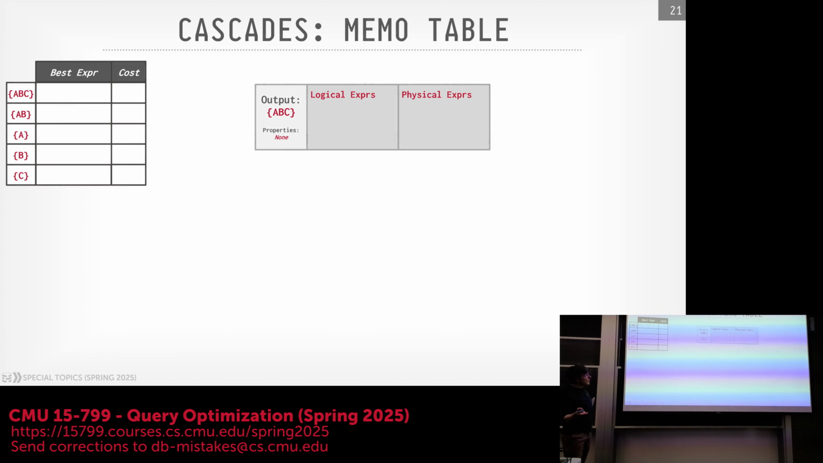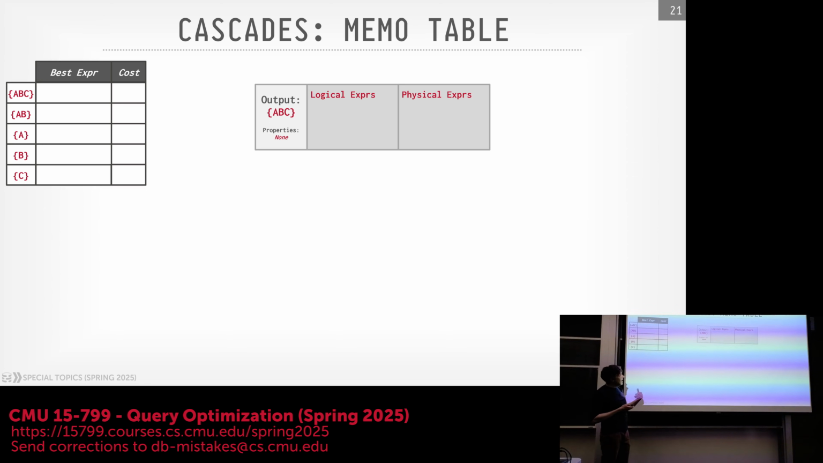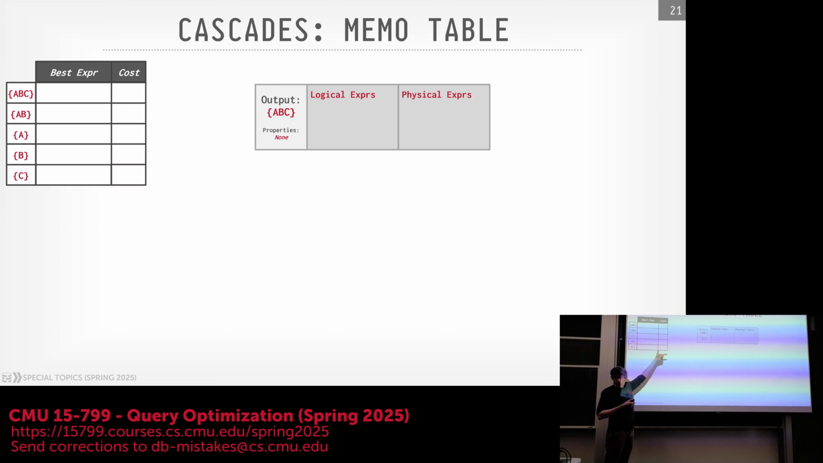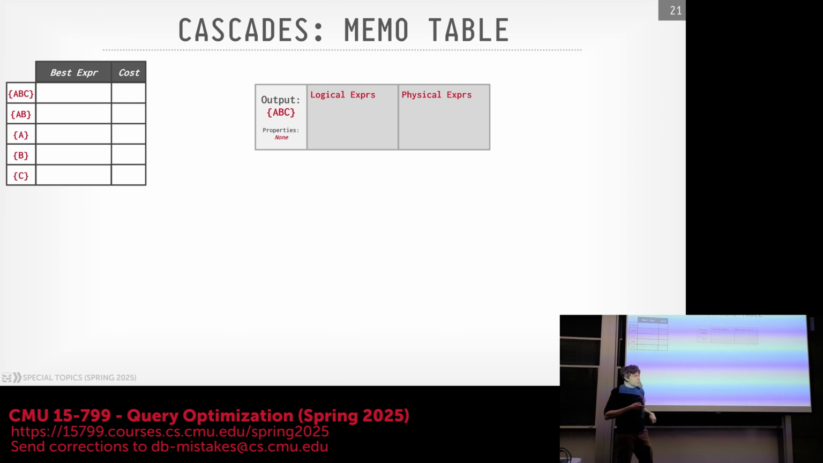All right, so let's look at a simple example here and see how the search occurs. I'm not going to define the task we're going to do. I'm just going to say how we do the search and then what's going to go in the memo table and how we populate the different groups. So say this is the query we had before. We want to join A, B, and C. In the very beginning, all we have is this group here that the binder is going to give us when we come out from that first stage. So there's no logical expressions and no physical expressions. The only thing we have is we know our output needs to be A, B, C joined together.